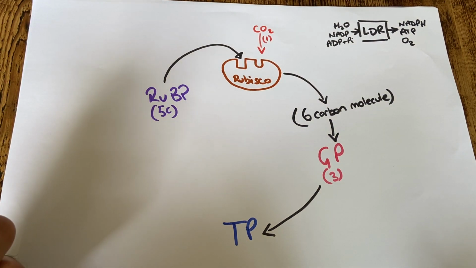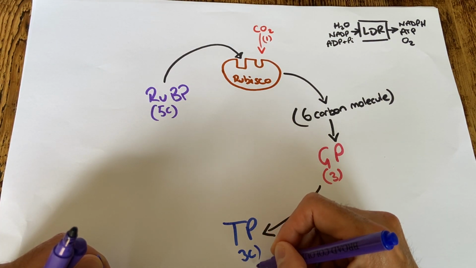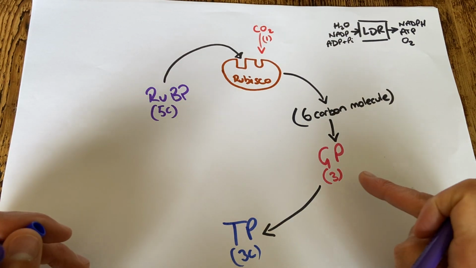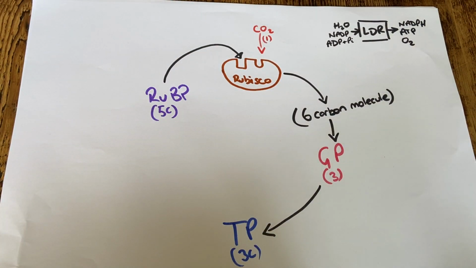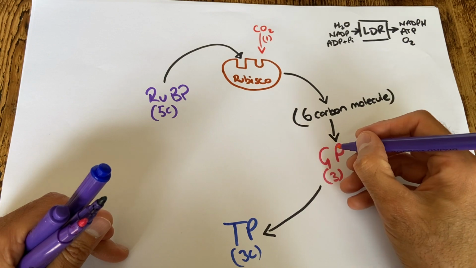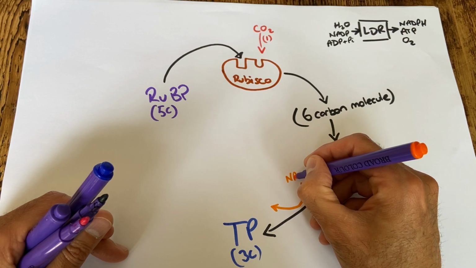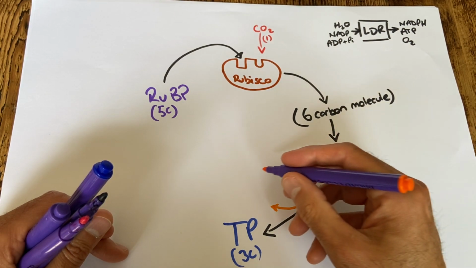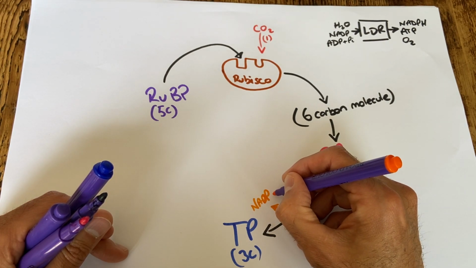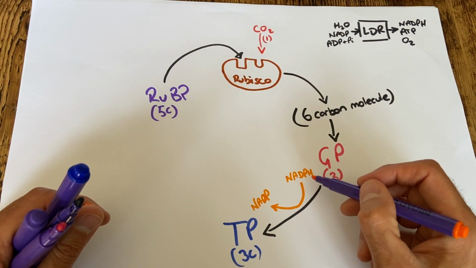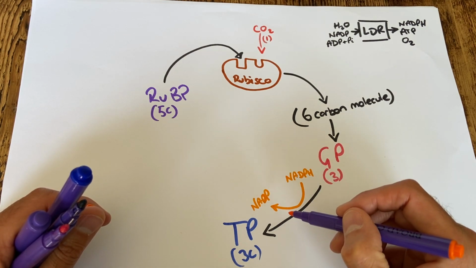TP, or triose phosphate. So again, triose must be another 3-carbon molecule. Something is happening to this molecule to turn it into this molecule, because in order to turn GP into TP, there are 2 additions that we need to have. We've got NADPH, which will be converted into NADP, so we've got some hydrogenation happening here.